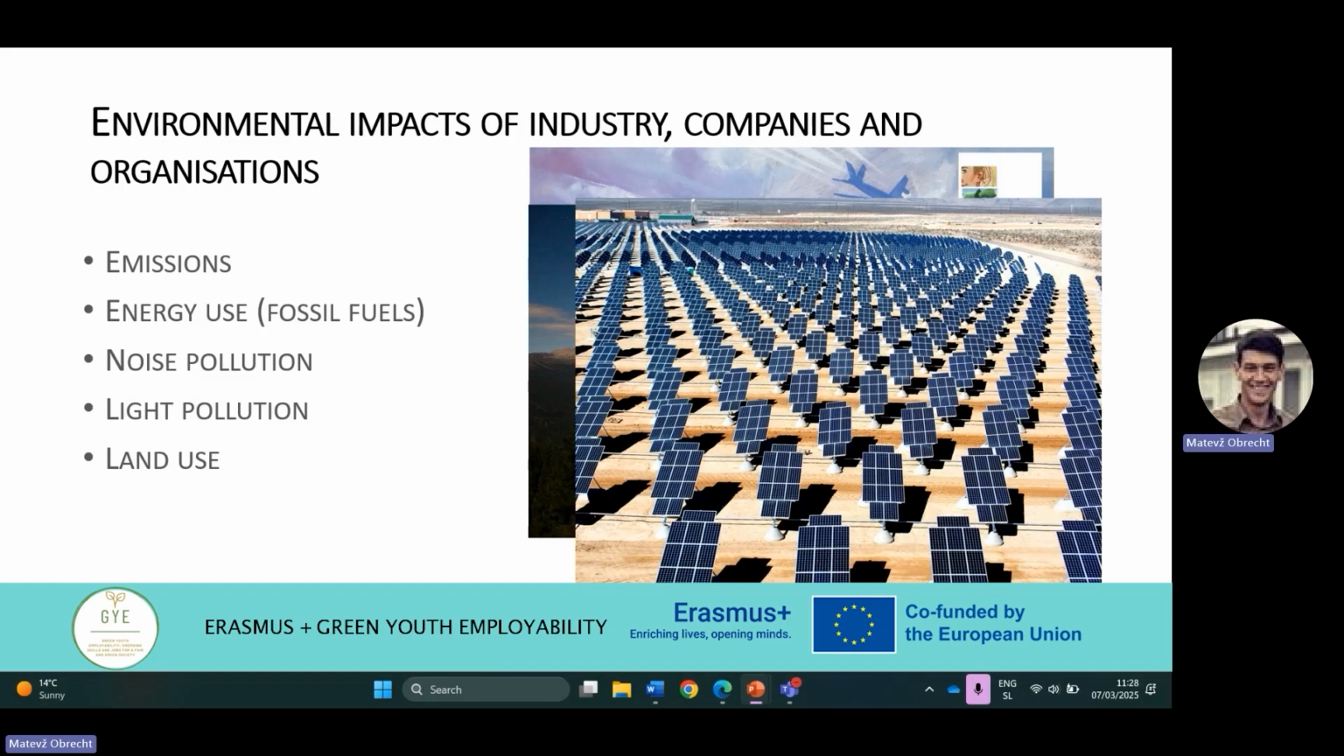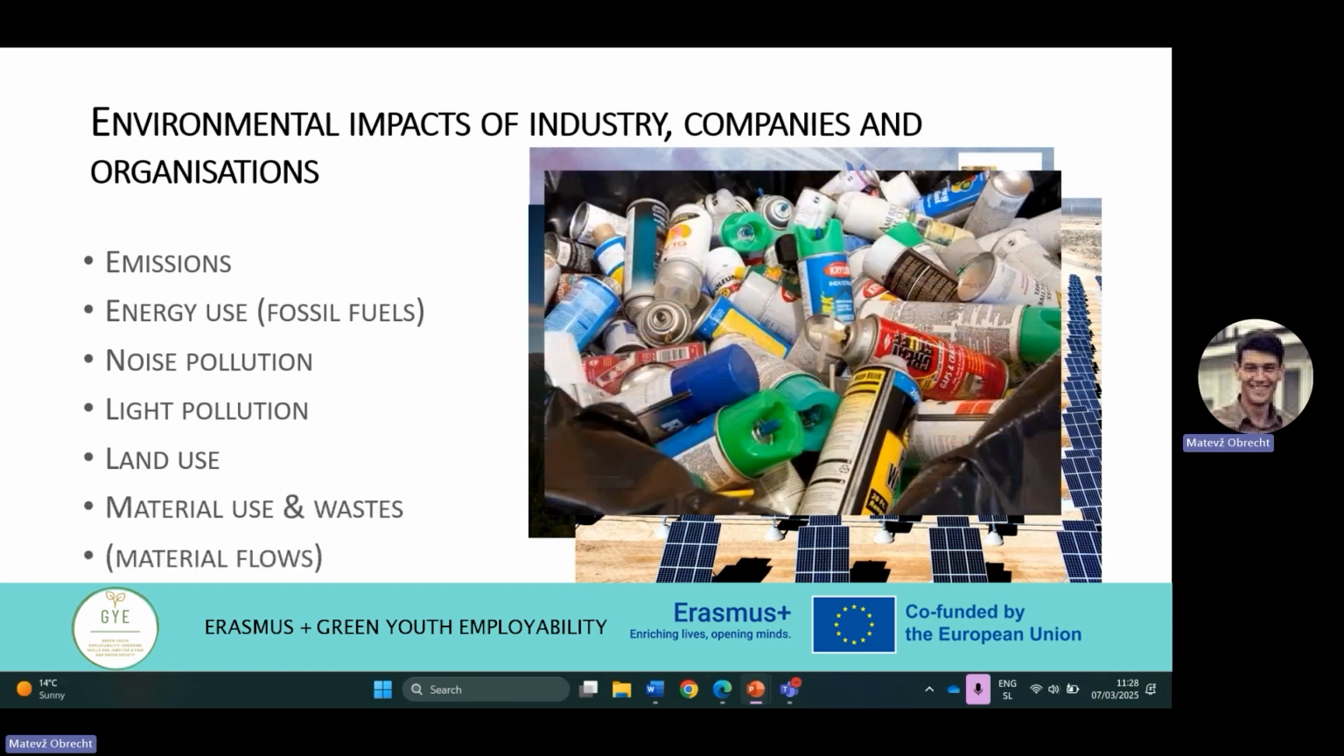That's a great opportunity, but we must be aware that sometimes too extensive land use is also a very big impact on the environment. Of course, the one that we see most, everywhere where we live, everywhere where humans are present, is the material use and huge amounts of waste. So once again, another environmental impact.